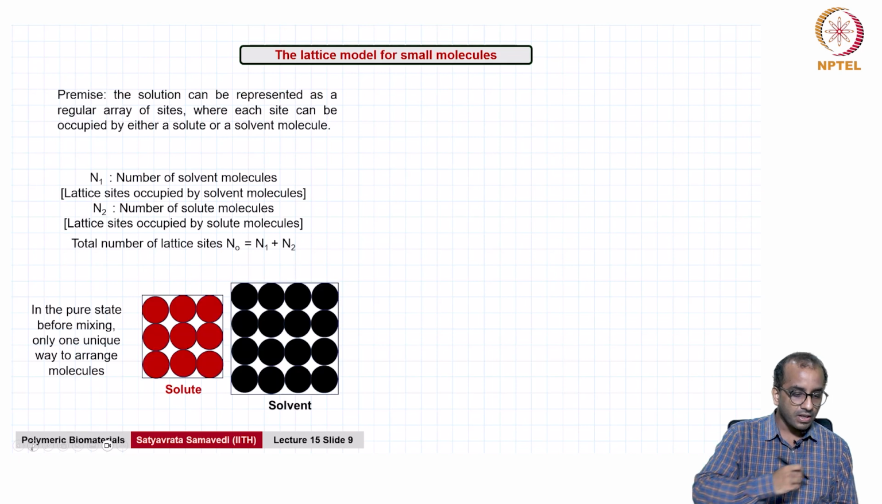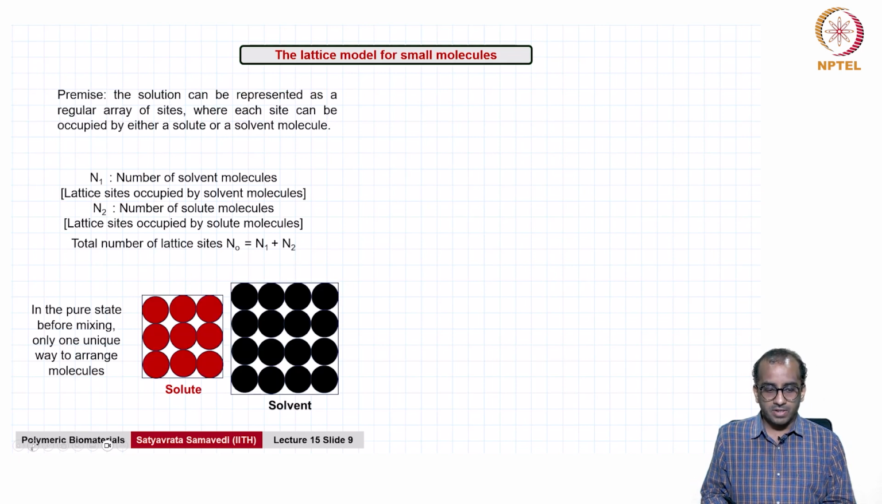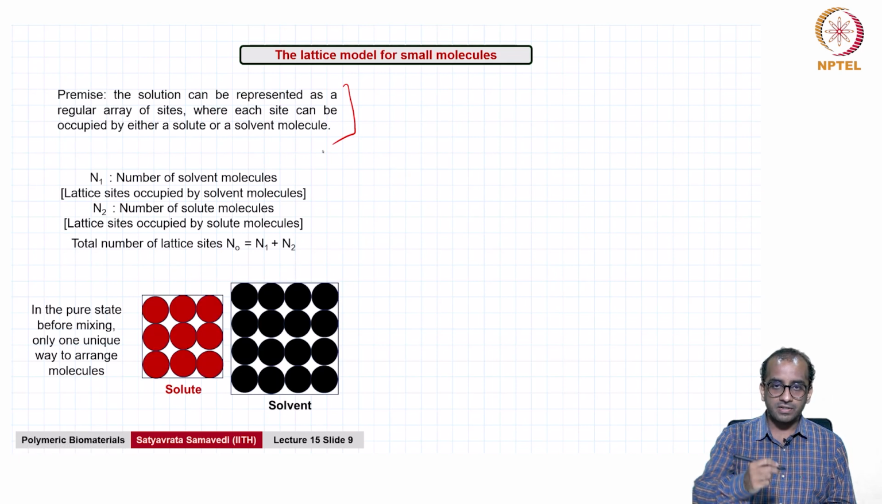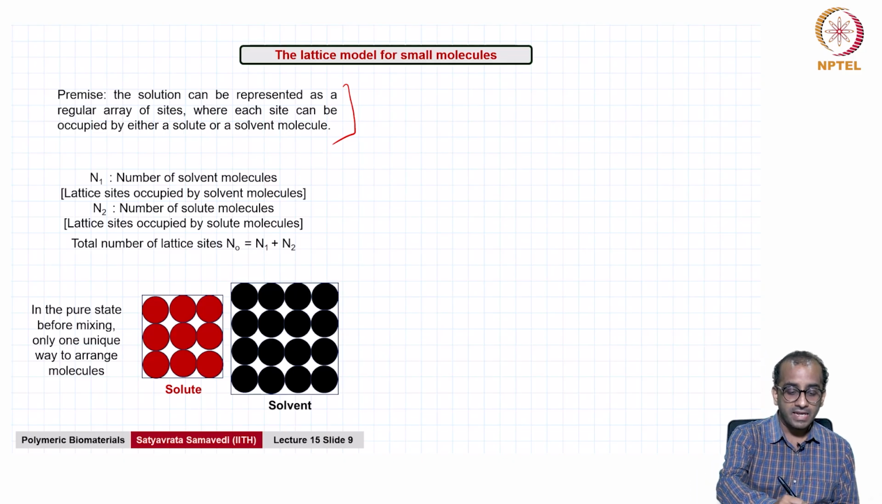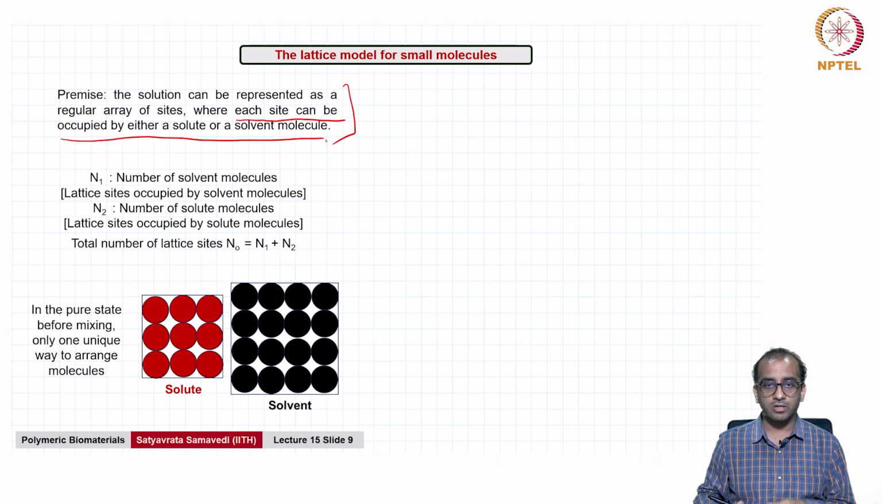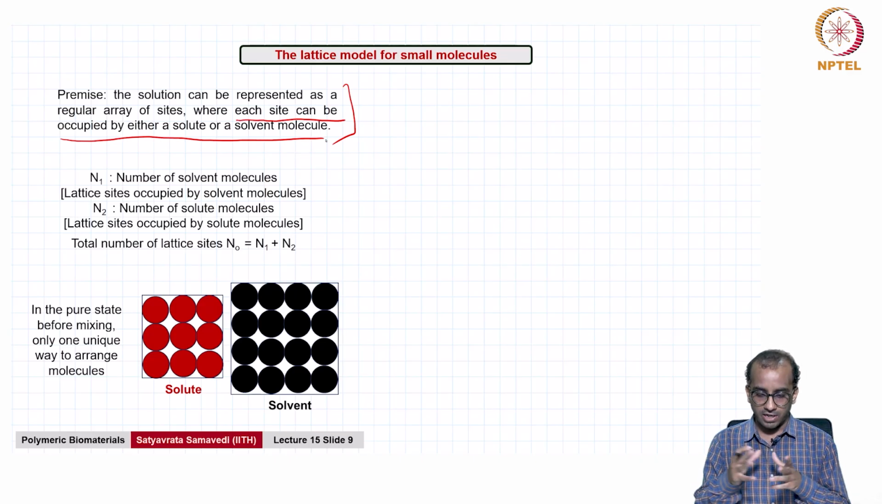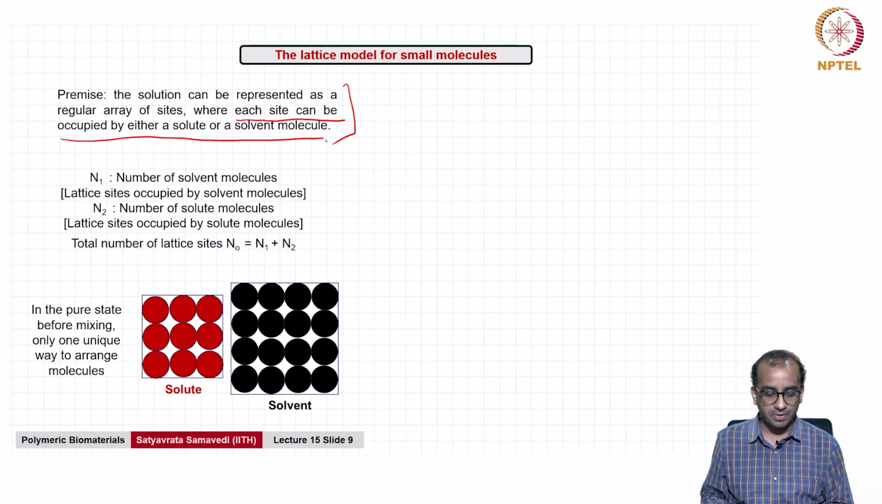The premise here is very simple. The premise here is that a solution can be represented as a regular array of lattice sites, wherein each site can be occupied by either a solute or a solvent molecule. So, you have a lattice, an array of sites. Think of them as a checkerboard where you are placing different coins, and each site can either take a solvent molecule or a solute molecule.